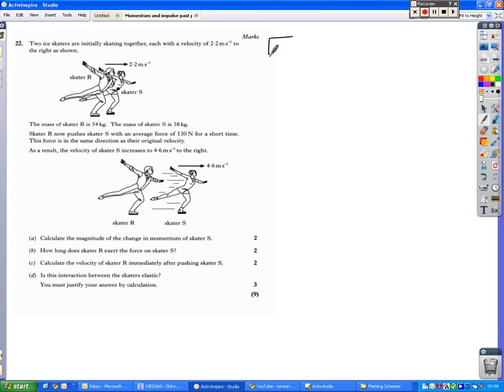So you have two ice skaters that are stuck together, so you've got two objects, well not stuck together physically, but they are skating together. The guy has a mass of 54 kilograms. The lady skater has a mass of 38 kilograms, and they are both moving with a common velocity of 2.2 meters per second.